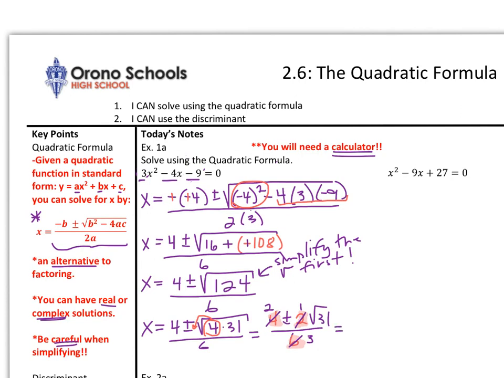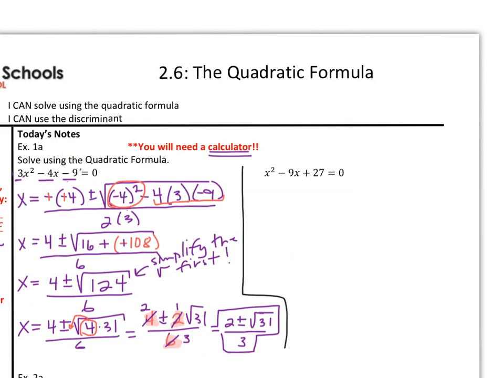Therefore, our final answer is 2 plus or minus 1 times the square root of 31, which is just the square root of 31, all over 3. That's the exact solution for x. With that plus and minus, there are 2 real solutions. Let's try the next one.